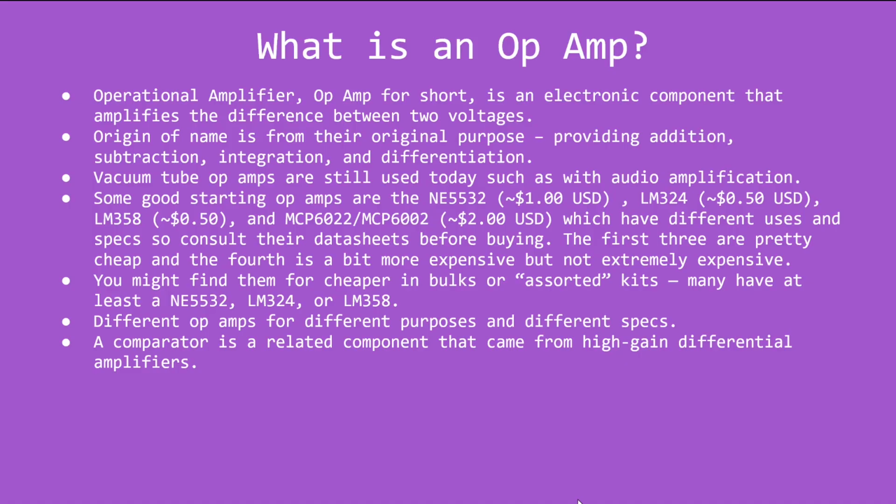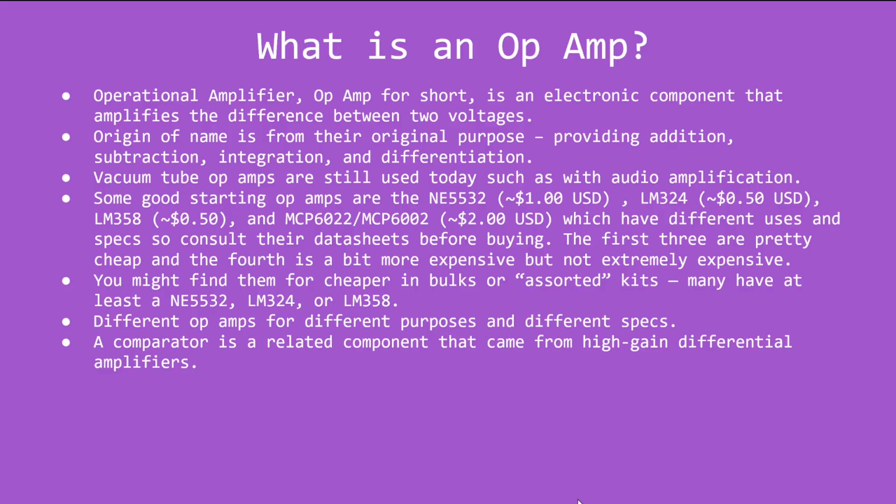Now, what exactly is an op amp? As I've already mentioned, it's short for operational amplifier, and it's an electronic component that amplifies the difference between two voltages. The name's origin actually comes from its original purpose, providing electronic components that could add, subtract, integrate, and differentiate, which allowed for equations to be solved for the first time via early electronic analog computers.